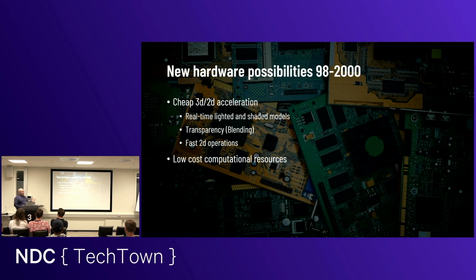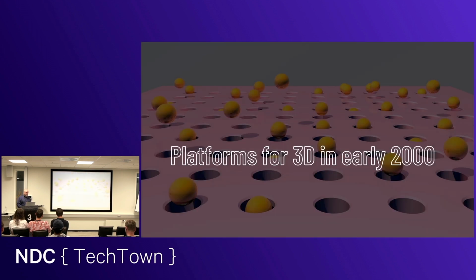The computational resources also started to increase. The PC started to get more powerful at the time as well, so you could do a lot of computational things on a PC. And on bigger workstations, you could do more complex analysis as well, and sometimes even in real time at the time. So the problem was the platforms for 3D development in the early 2000s. There were not many, some were really expensive, and they were not always so mature either.